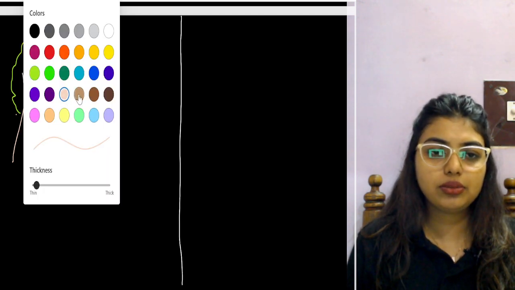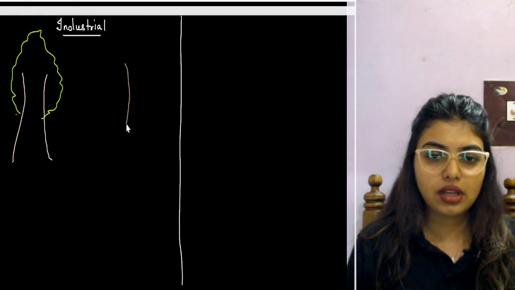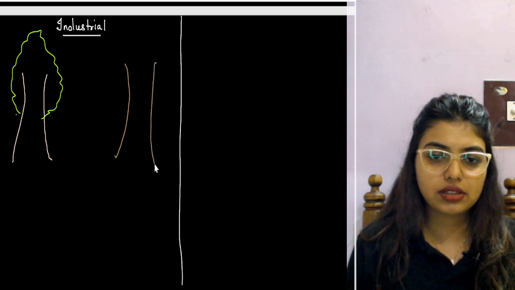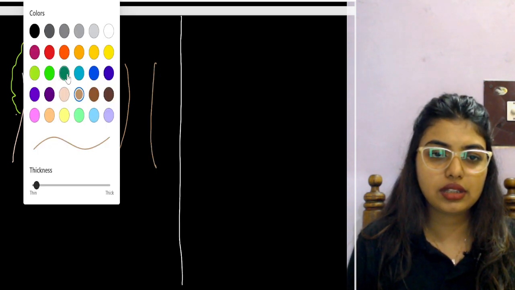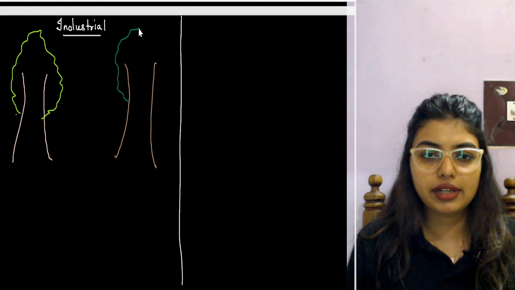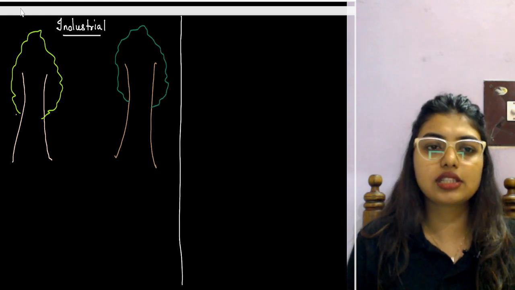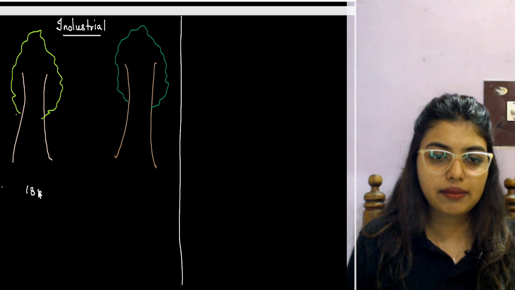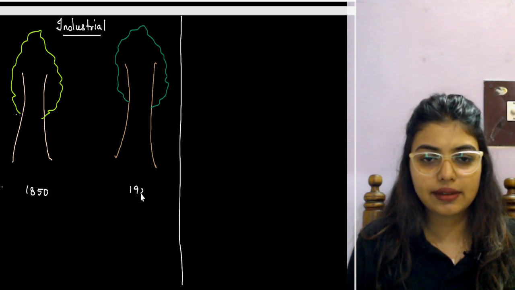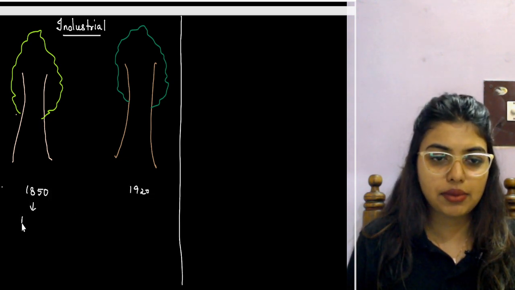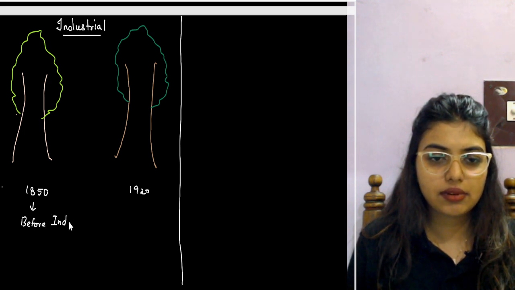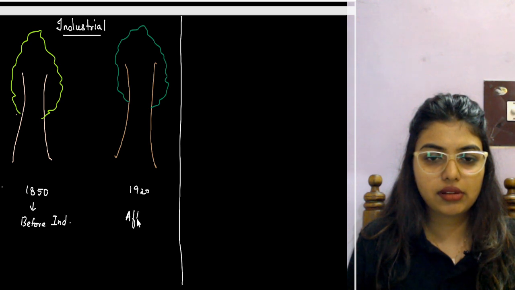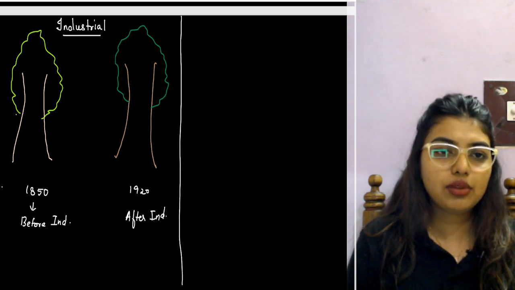Now after industrialization they've become brown. The leaves also have become very dark. This is what happened. So here let's say 1850 and 1920. This is before industrialization, and this is after industrialization. Here what happened, students?